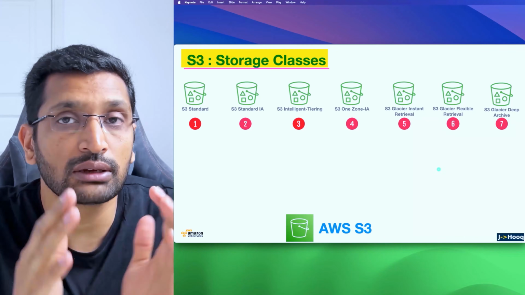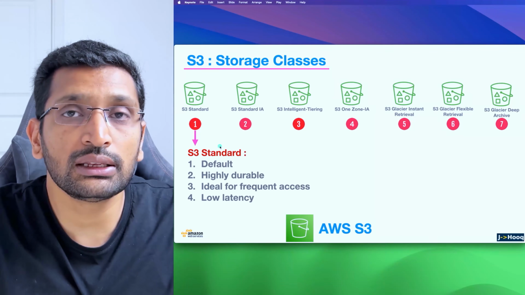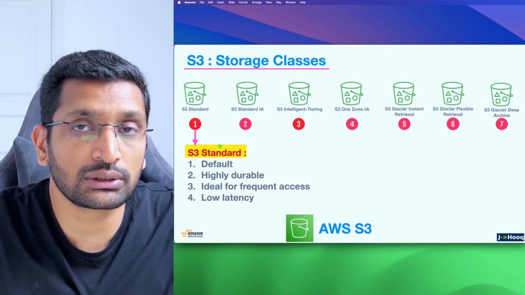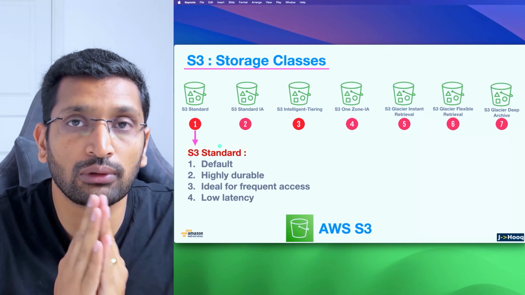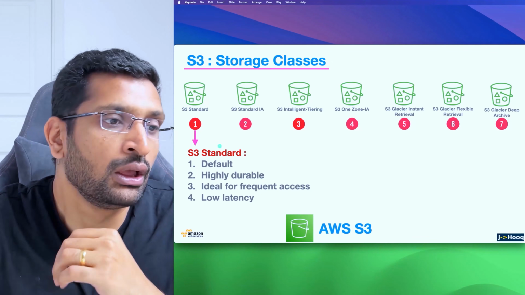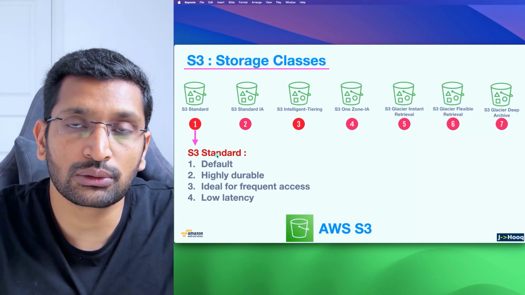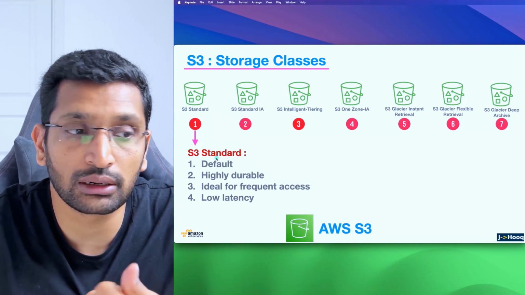From AWS, there are 7 storage classes which are offered for S3. The first one in the list is the S3 Standard. That's the most frequently used S3 storage class for storing any kind of object on S3. And what are the features of S3 Standard? S3 Standard is the default storage if you haven't specified any storage class for your S3 bucket.